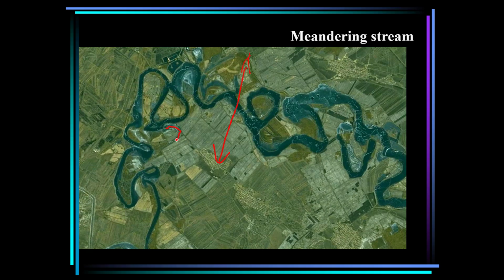You can see old oxbow lakes, and there is another one forming right here. That's going to be an oxbow lake. There are some old oxbow lakes right here. So the best way to see meandering streams is to fly over them.